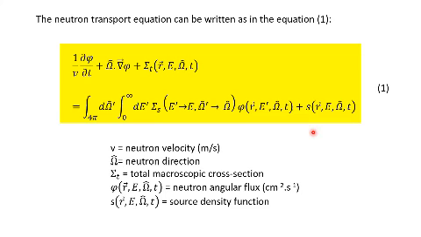You can see in equation 1, V is neutron velocity, omega is neutron direction, sigma t is total macroscopic cross-section, psi is neutron angular flux, and S is source density function. The transport equation is relatively challenging to solve. Therefore, several simplifications can be made, such as the diffusion approximation.